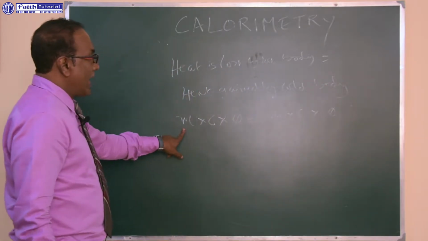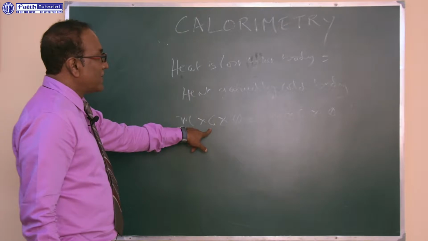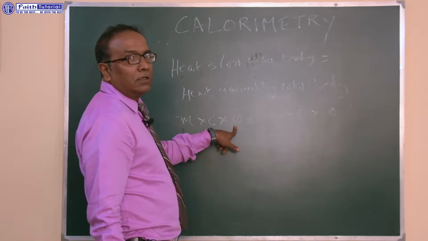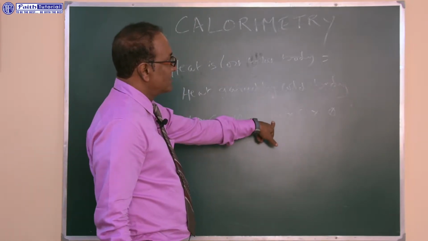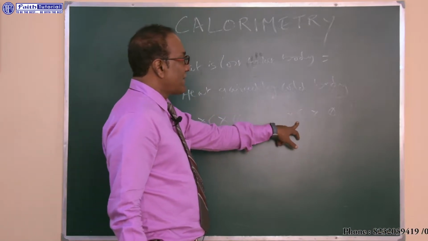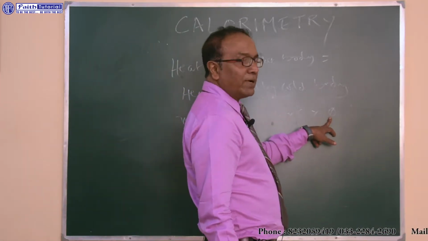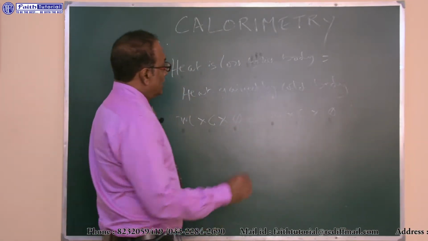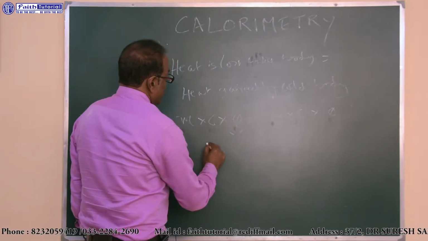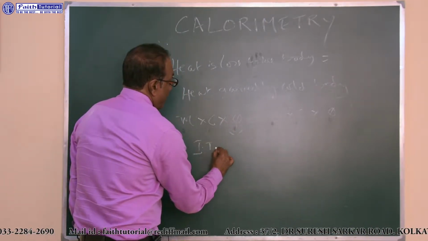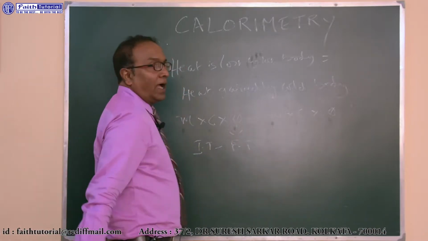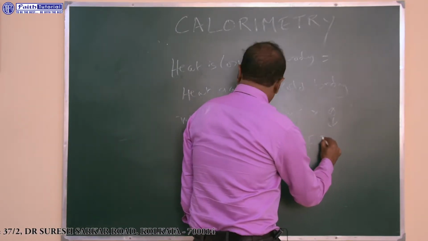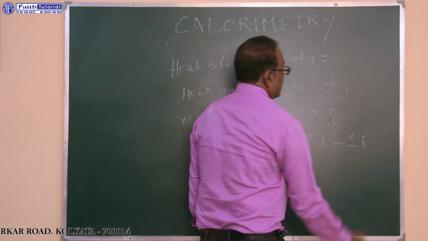Now, this m is the mass of the hot body, c is the specific heat capacity of the hot body, and theta is the change in temperature, that is initial temperature minus final temperature. And this is the mass of the cold body, this is the specific heat capacity of the cold body, and theta is the change in temperature of the cold body, that is final temperature minus initial temperature. Remember one thing, for the heat lost by the hot body, theta is always initial temperature minus final temperature. And for cold bodies, theta equals final temperature minus initial temperature.